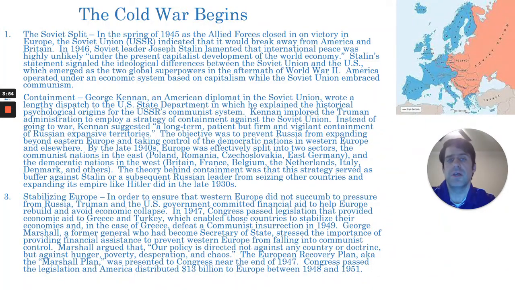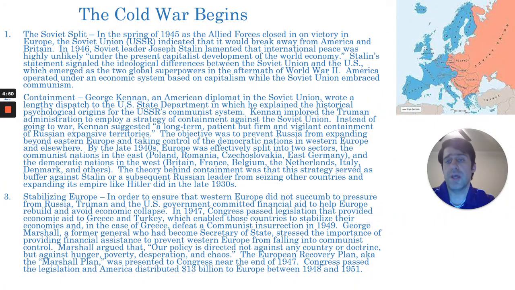Stalin, in 1946, lamented that international peace was highly unlikely, as he put it, quote, "under the present capitalist development of the world economy." That statement signaled a major ideological difference between the Soviet Union and the United States. The Soviet Union had been operating under a communist system since 1919 or 1920, when the Tsarist government fell to the communists, and Stalin was the next generation of that in the middle part of the 20th century.